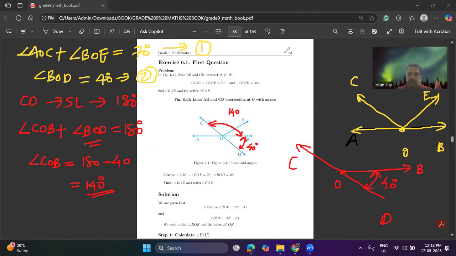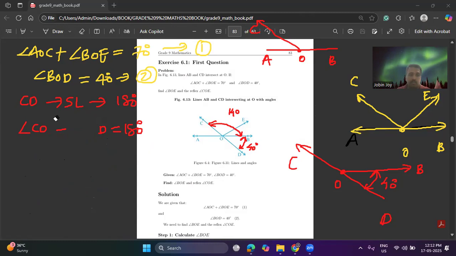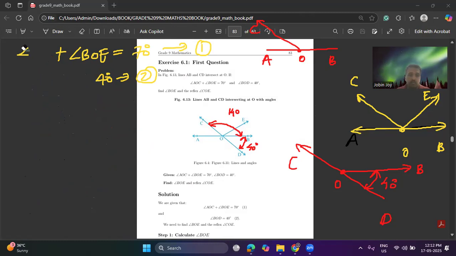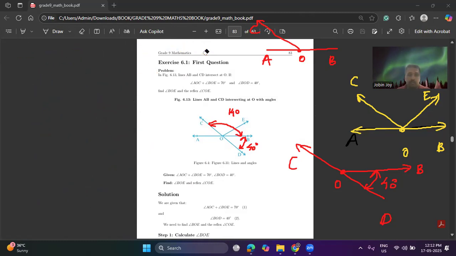Next I am taking this line AB, AOB. This is C, right? So again, AB is a straight line. I'm clearing this because there is not enough space. Okay, so AB is a straight line.